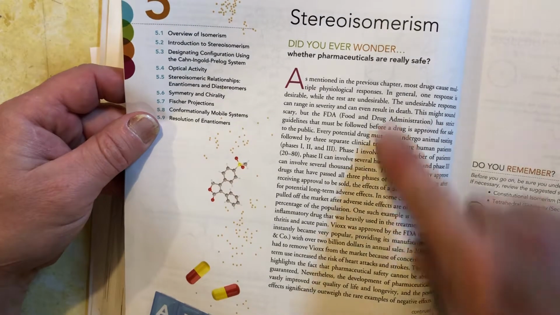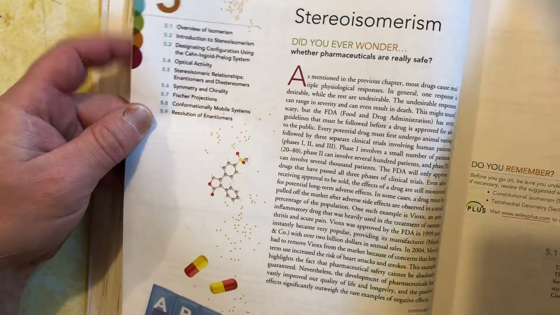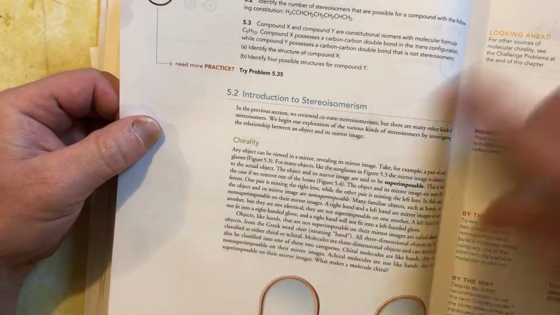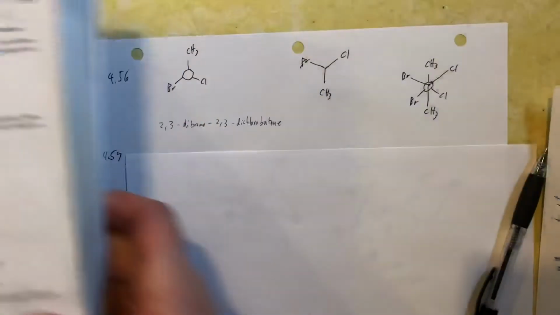stereoisomerism. I bet this first article was about, it says FDA. Somewhere in here there's going to be an article about thalidomide. You watch. It'll be in here somewhere. Okay, that's a different argument for a different day.